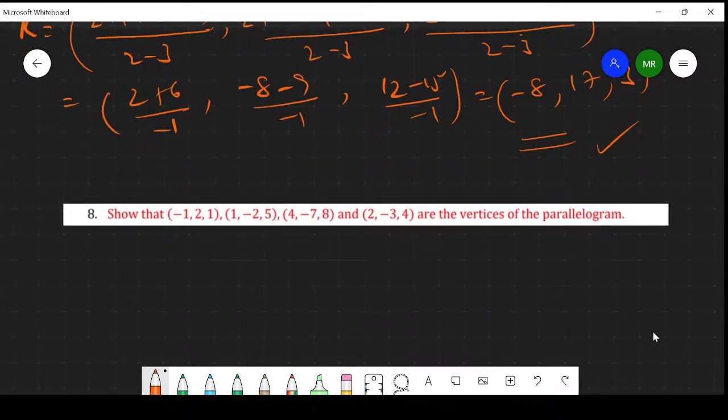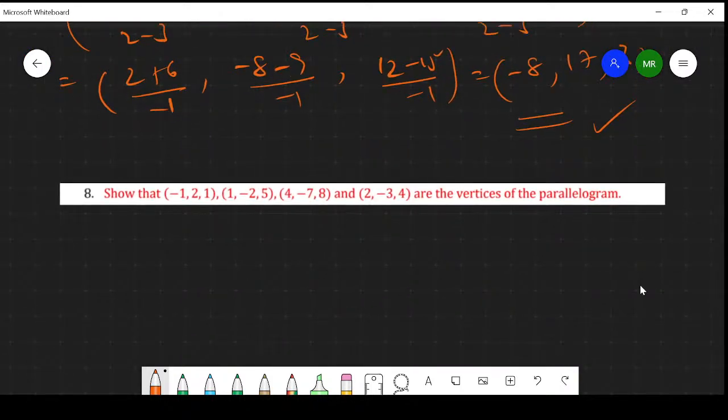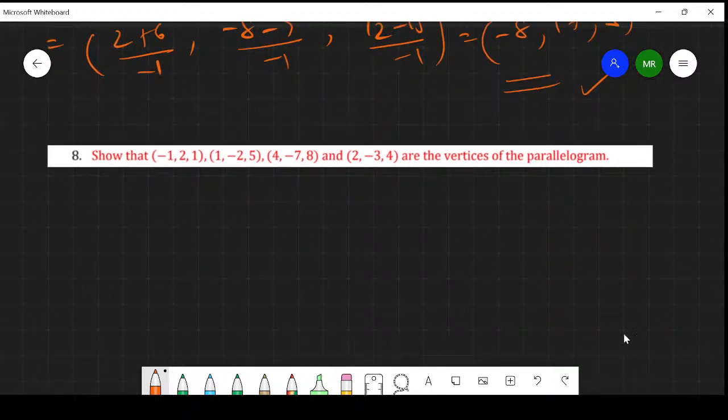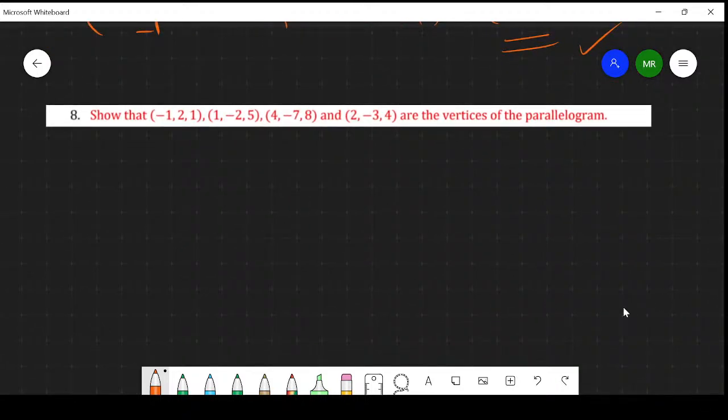Next they are asking, show that these are the vertices of a parallelogram. This is one of the questions they may ask. When they are asking about the vertices of a parallelogram, observe here. You remember the properties of a parallelogram. Just remember the properties of a parallelogram or the vertices of a parallelogram.